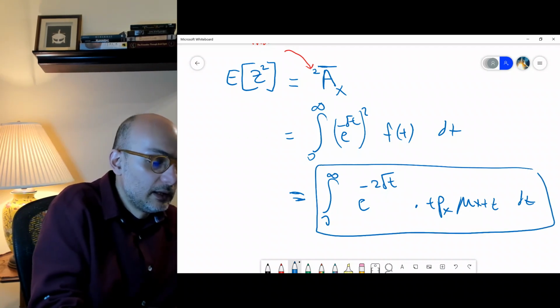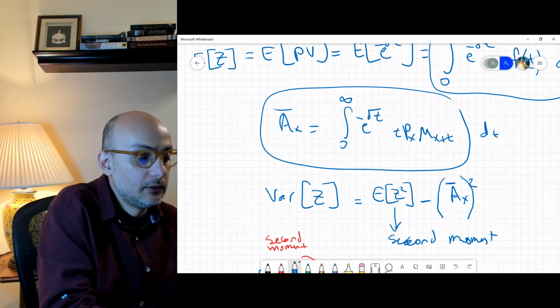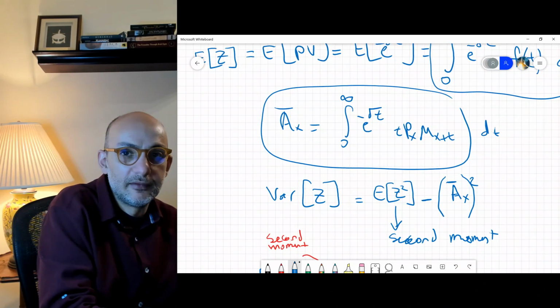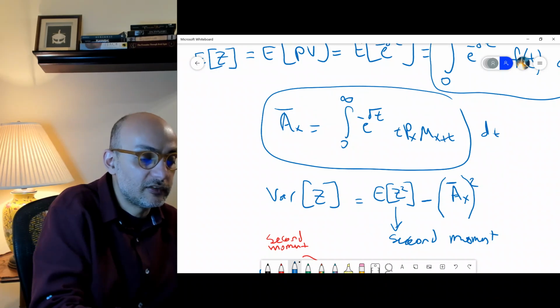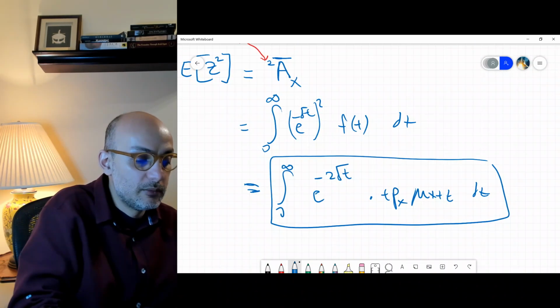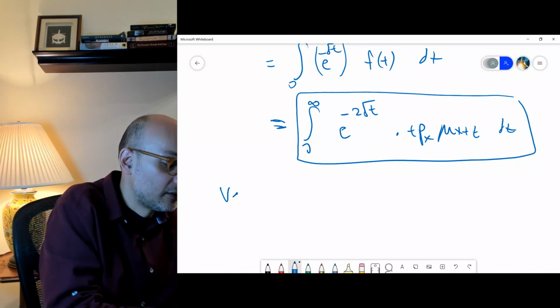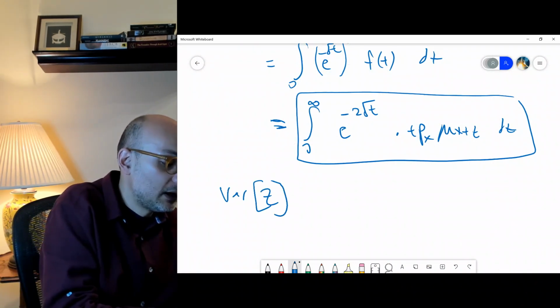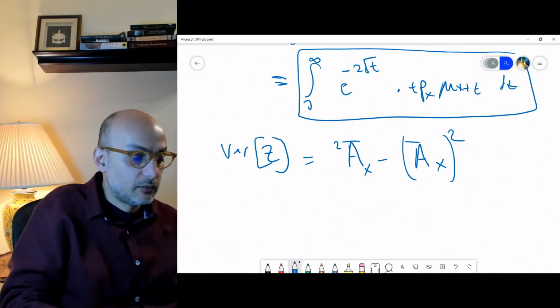What you can recognize is exactly the same thing, but with a new delta, I mean the force of interest is doubled. So it's the same one using double the force of interest. So the variance of Z then becomes A X second moment minus A X bar, everything raised to 2.